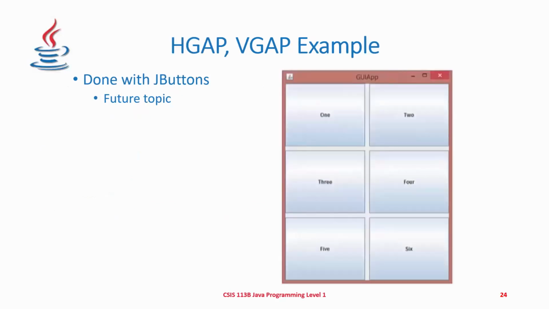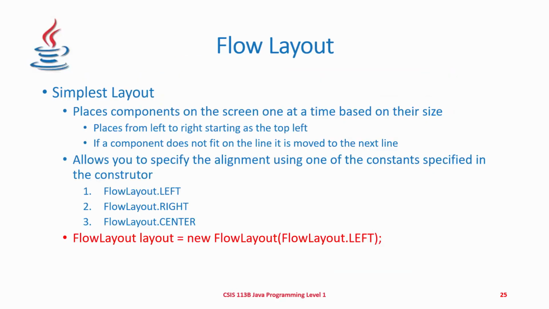We won't be getting into JButtons at this point, but the graphic that you see here was created using JButtons, just showing you the spacing that you can create between these components using the HGAP and the VGAP values. Flow layout is our third type of layout. It's probably the simplest layout. It places components on the screen one at a time based on their size.